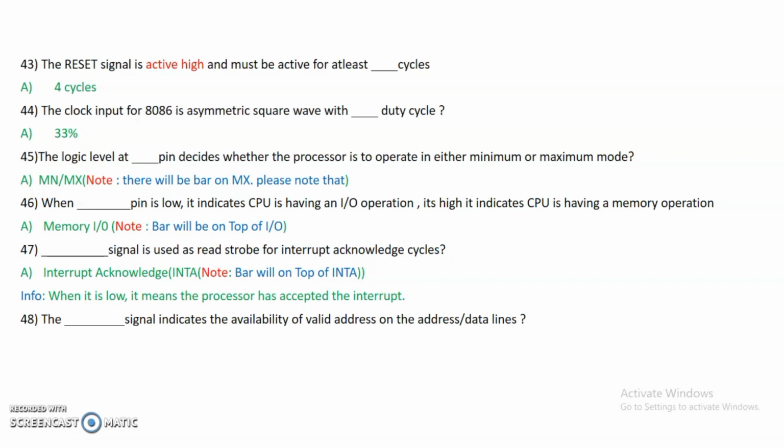Bit number 48. The dash signal indicates the availability of valid address on the address data lines. So the answer will be address latch enable. The address latch enable signal indicates whether there is any valid address on the address or data lines. Here also, try to make a note, on the top of ALE there will be a bar. So address latch enable is used to indicate whether there is a valid address on the address data lines.